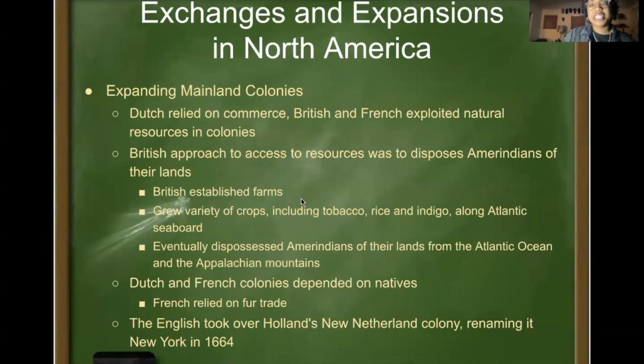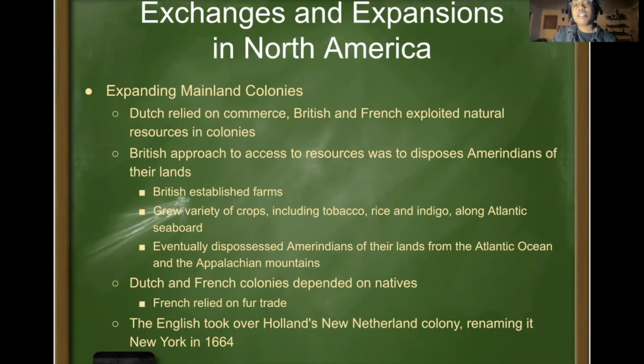All right, exchanges and expansions in North America. So, expanding mainland colonies: the Dutch relied on commerce, while the British and French exploited natural resources in the colonies. Once again, the Dutch are going to rely on trading and the commerce that brings. But the British and French in the New World are going to say, how can we exploit natural resources? How can we grow crops? How can we use the soil? How can we exploit the animals that are there and get their fur and things like that? That's going to be a hallmark of British and French colonization.